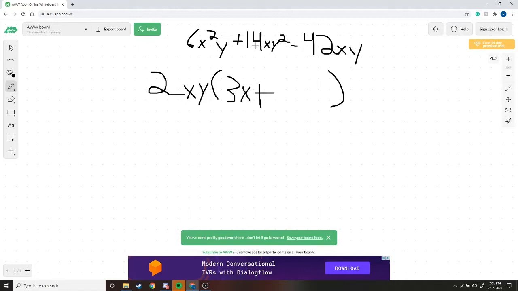Next, we have an addition sign, and we need to get this 2 to 14. To do that, we'll multiply by 7. We need to get this x to x, so no change. And we need to get this y to y squared, so we'll just multiply by y.